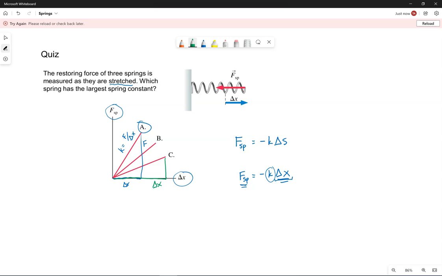And again, that spring constant is going to come into play as we look at the work done by a spring, which we will do next.